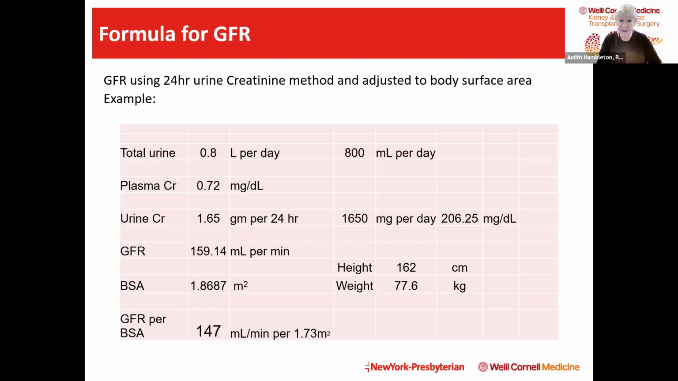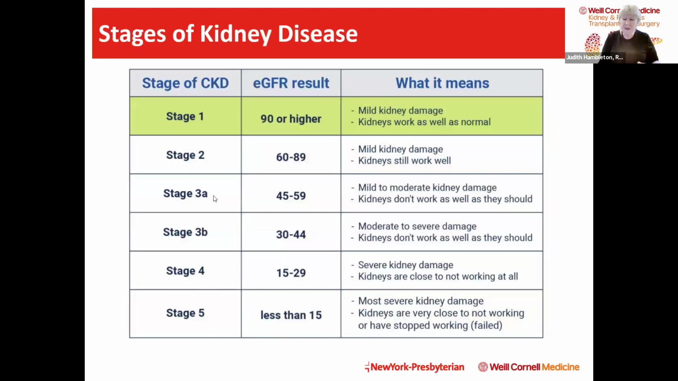So this, again, is our preferred formula, and there are many out there. You can go on the internet and take a look at them, but this is the one that we use to look at donors. So, okay, these GFRs, well, what does it mean? What does your GFR mean? So if you have normal function, stage 1, your GFR is going to be greater than 90, and this means no damage or some minor damage, and your kidneys are working well.